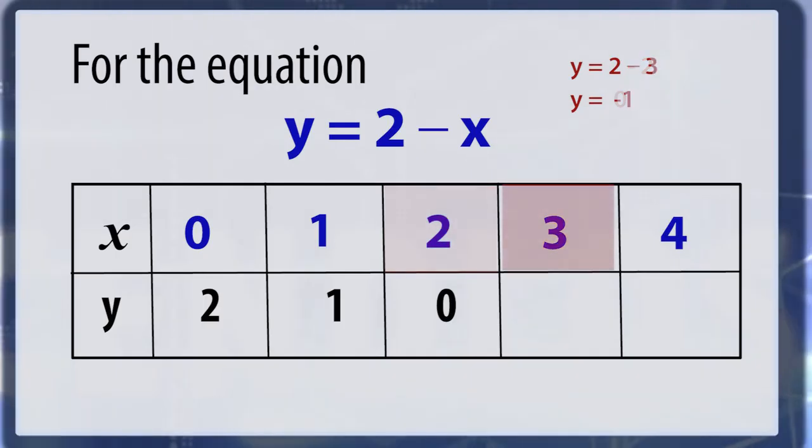And when x is equal to 3, we have y is equal to 2 minus 3, which is equal to -1. And finally, when x is equal to 4, we have y is equal to 2 minus 4, and that will give us -2.